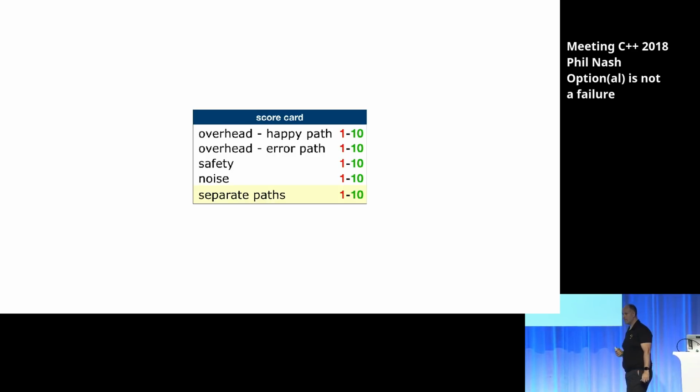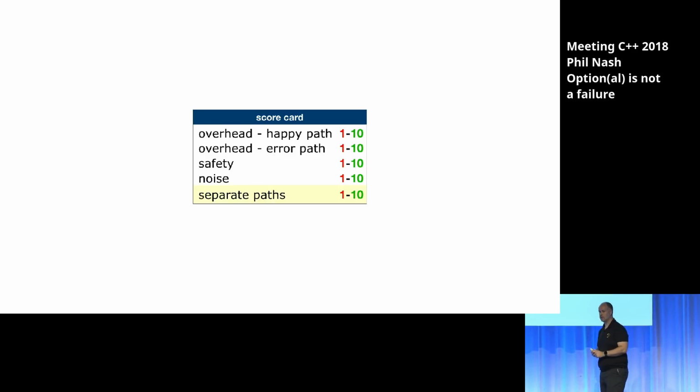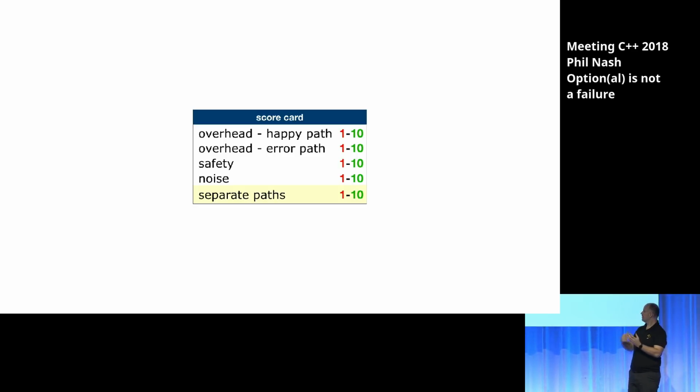And separation of paths is very closely related to noise, but if you have a very clear separation between the happy path and the error path, it makes things a lot clearer and reduces the noise. But it's a separate thing in its own right, so I'm going to keep a separate score of that.